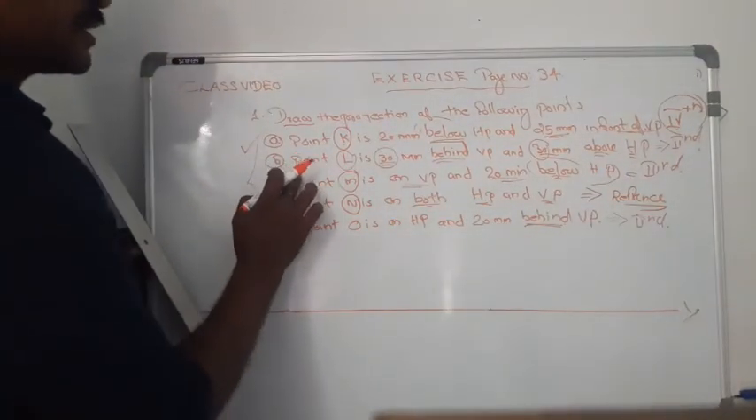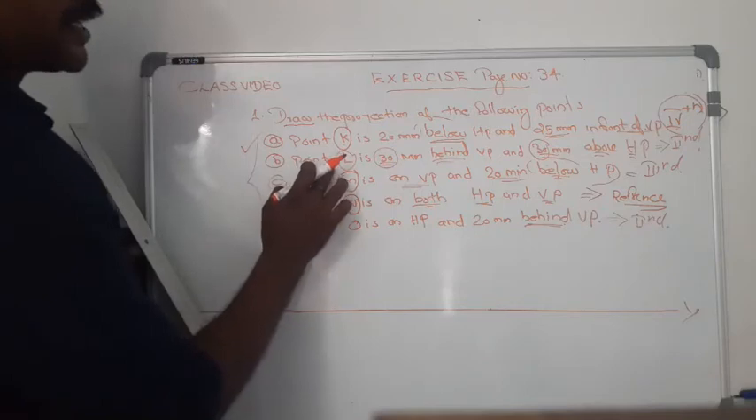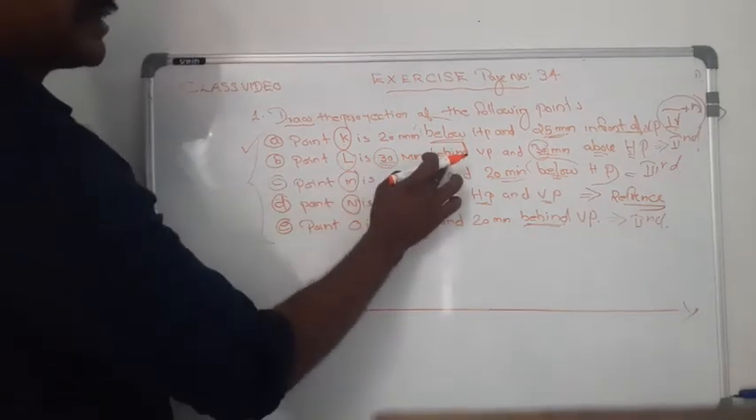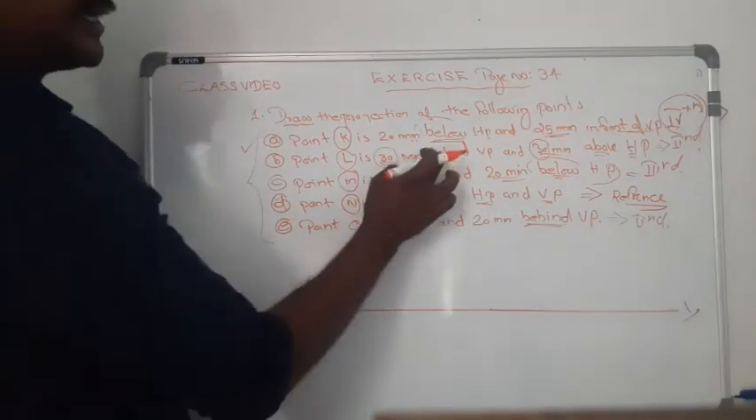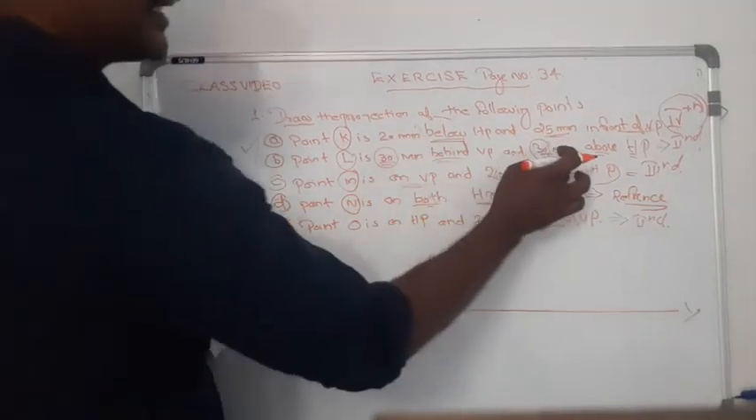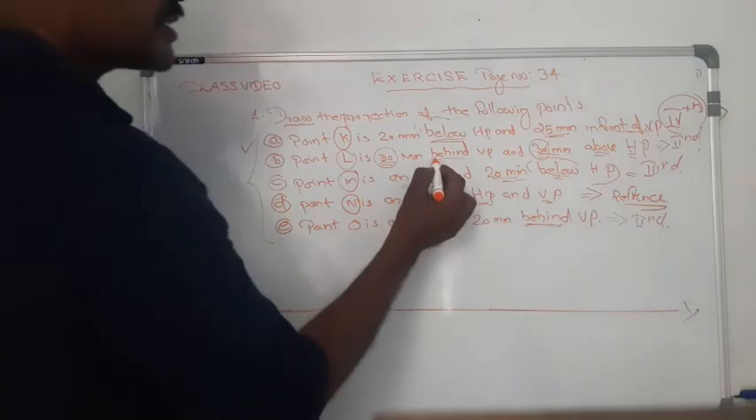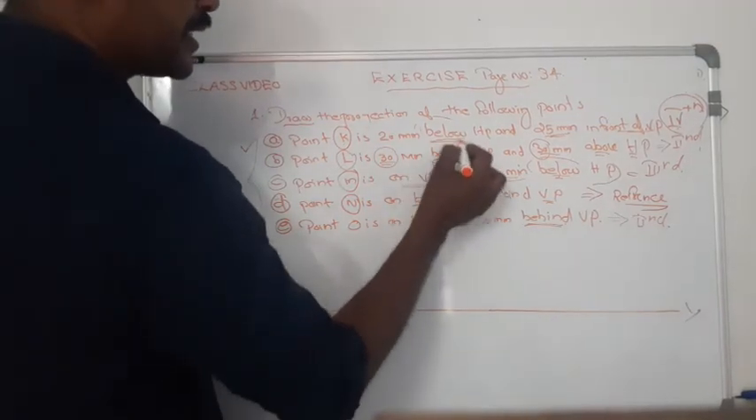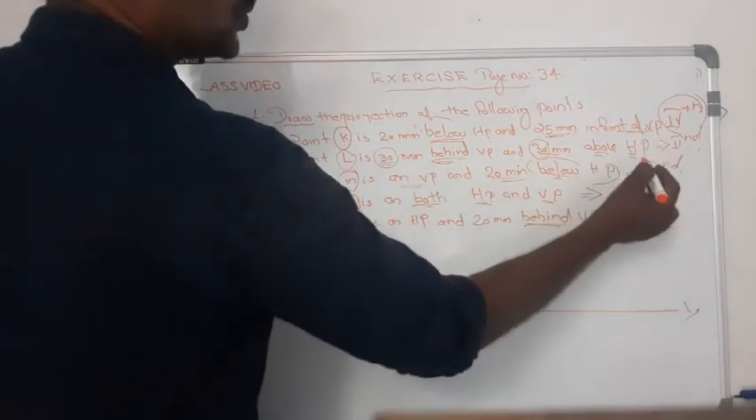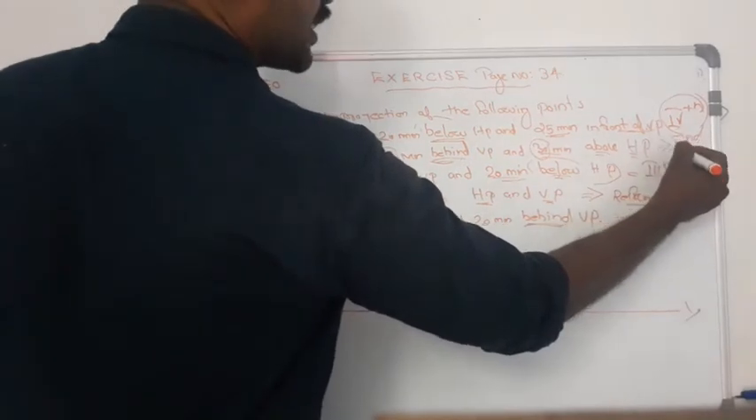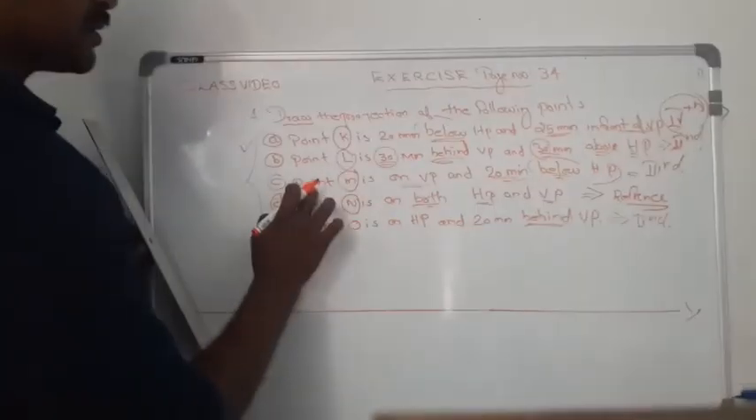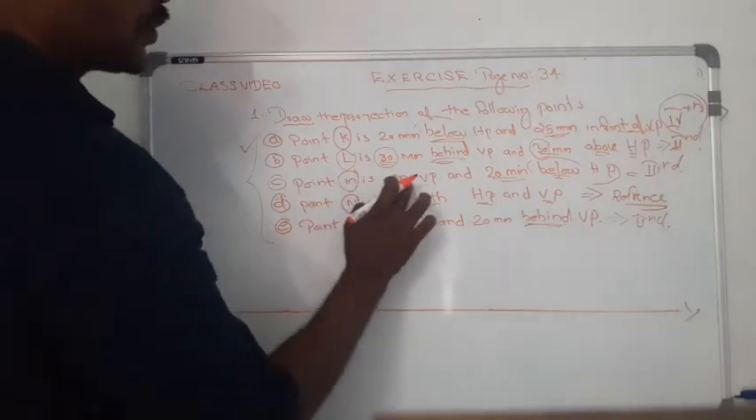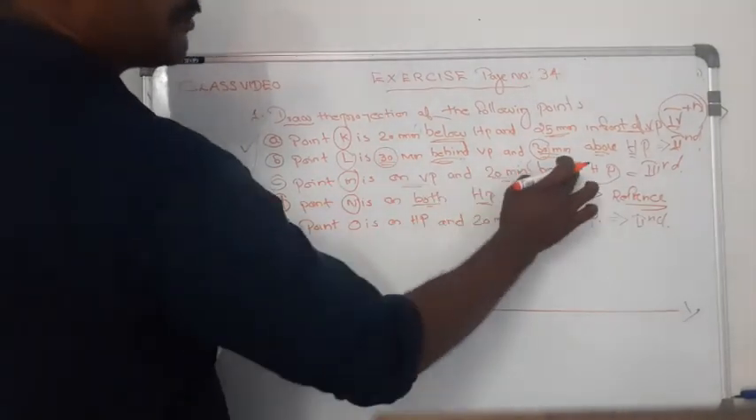Second one, point L. Point L is 30 mm behind VP and 30 mm above HP. From this hint, 30 mm behind and above, we can identify that the quadrant is second. And third question, point M is on VP and 20 mm below HP.